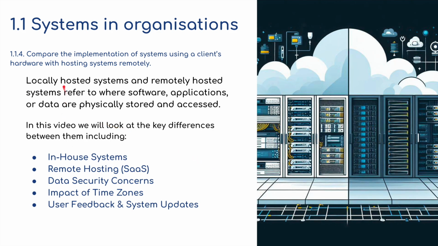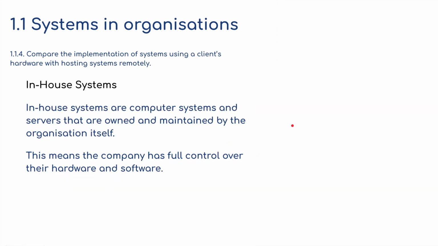So, locally hosted systems, remotely hosted systems refer to where software, applications, or data are physically stored and accessed. They're either downloaded and installed on your computer's hard disk, or they might be hosted within a cloud. So in this video, we will look at the key differences between them, including in-house systems, remote hosting, data security concerns, impact of time zones, user feedback, and system updates.